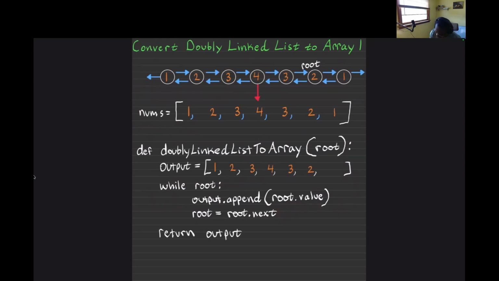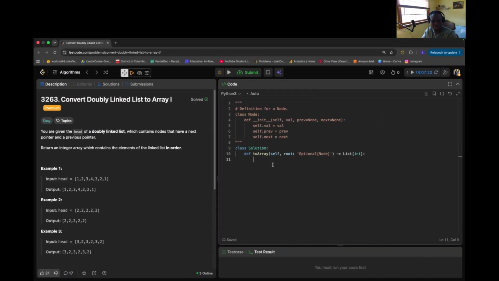So we get here. While root, that condition is true. Output.append root.value. So this comes here. Root is equal to root.next. So root now points to none, right? And this while loop condition is done, so we return the output, right? And this matches what we expect here, okay? So let's head on over to LeetCode and let's code this out, okay?